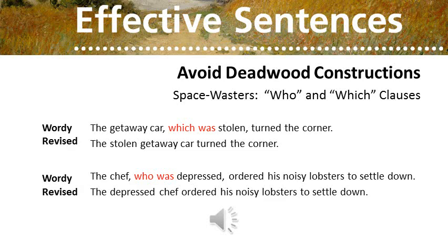These are situations where you can simply use an adjective to communicate what you're trying to tell the reader. So, the getaway car, which was stolen, turned the corner. Well, why not just say, the stolen getaway car turned the corner? Or, the chef, who was depressed, ordered his noisy lobsters to settle down. Again, simply use the word depressed. The depressed chef ordered his noisy lobsters to settle down.